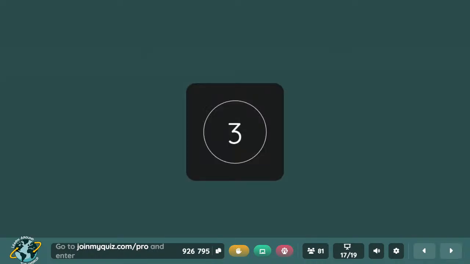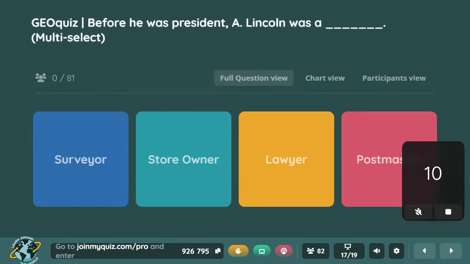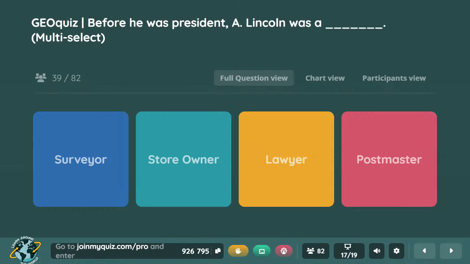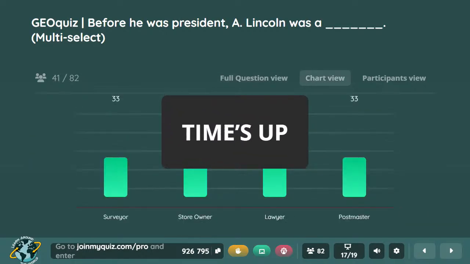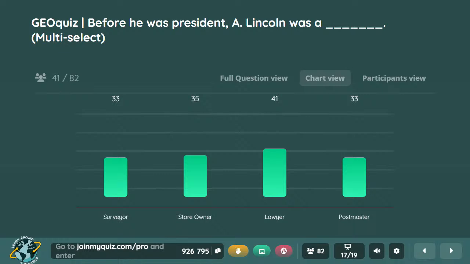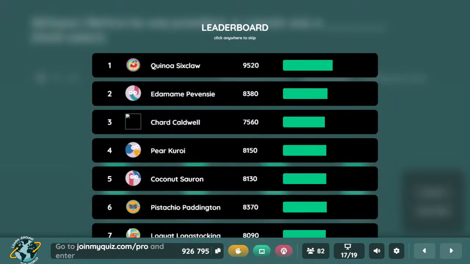And last question coming at you. What was he famous? What did he keep in his hat? What jobs did he have? Oh, I wrote down the wrong question again. What jobs did Abraham Lincoln have before he became the president? Choose all that apply. All right, he was all of these at one point. And as we learned, most of his adult life, he was a lawyer.